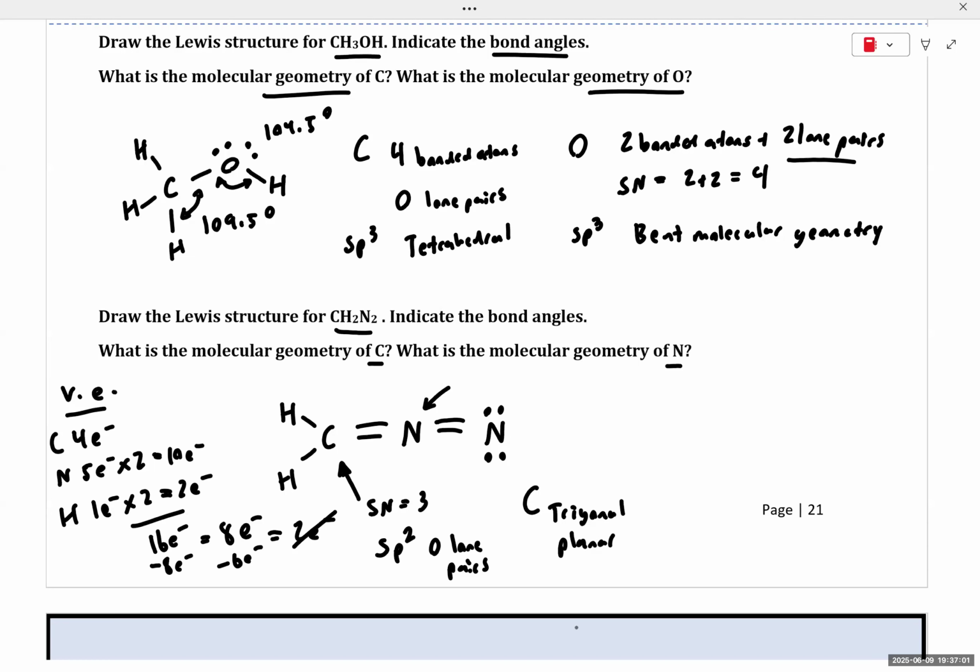This central nitrogen has a steric number of 2. It has 2 bonded atoms and 0 lone pairs. And as such, for the nitrogen atom, it would adopt a linear geometry.